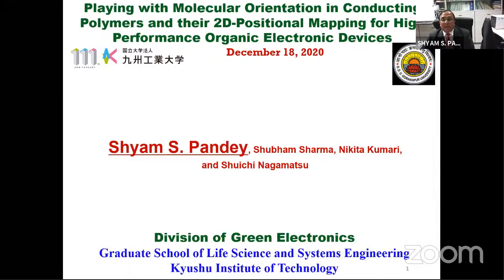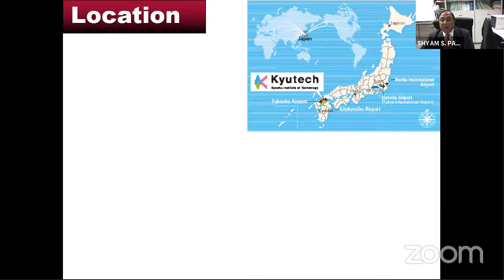As the topic has already been introduced by Professor Yadav, there are a few keywords like conjugated conducting polymers, orientation control and mapping, and their application in organic electronic devices. So I'm going to talk on these topics. Before starting the actual topic, a brief introduction. As I'm located in Japan, as you can see, it is in the center of the globe. Japan has 4 major islands. One of the big islands, although more than 2,000 islands are there, small and big, is Kyushu Island, and the north part of Kyushu is Kita-Kyushu. In the Japanese language, Kita means north.